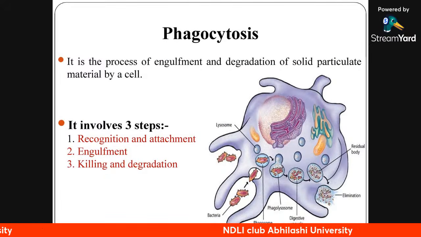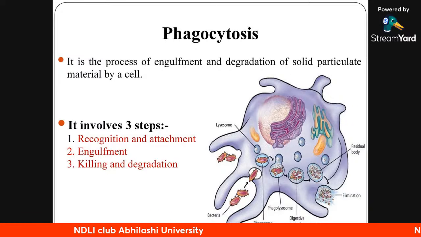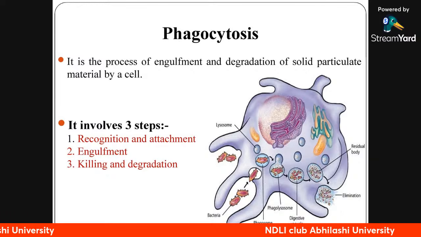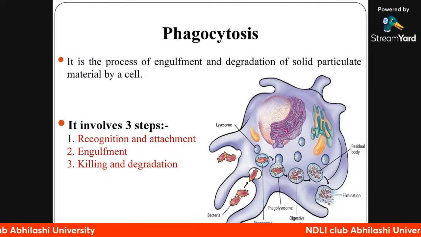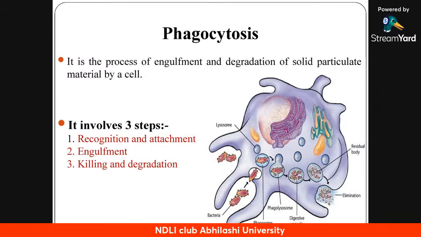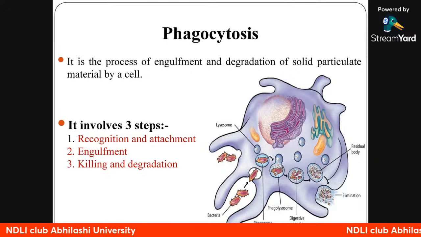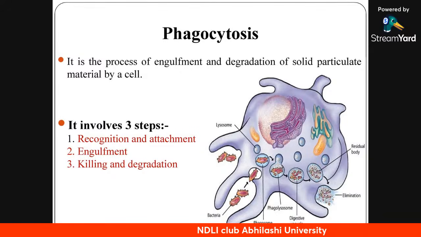At the site of infection, when leukocytes have infiltrated, the process of clearing microorganisms starts. That is phagocytosis. It is the process of engulfment and degradation of solid particulate material by a cell. It involves three steps: recognition and attachment, engulfment, killing and degradation.